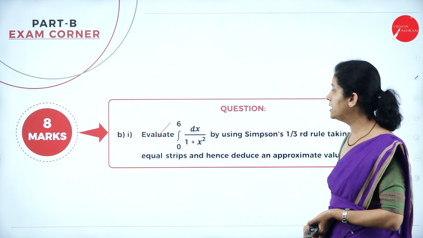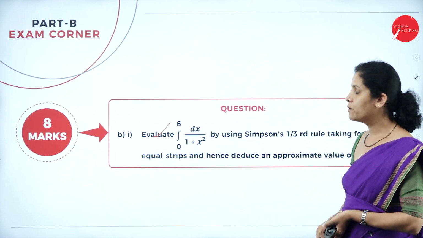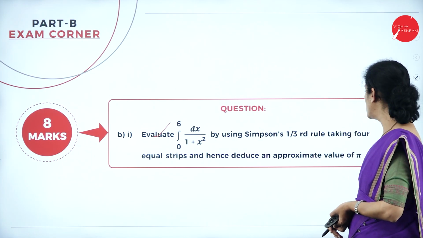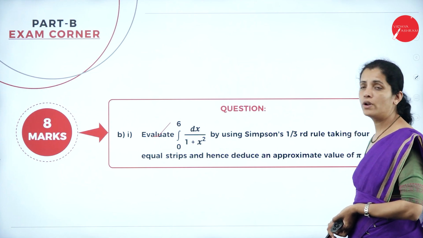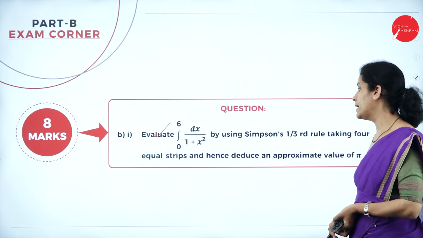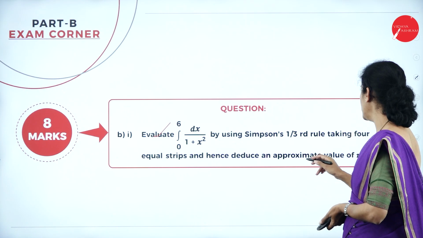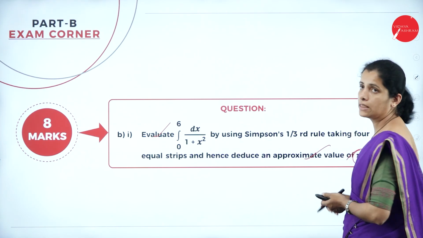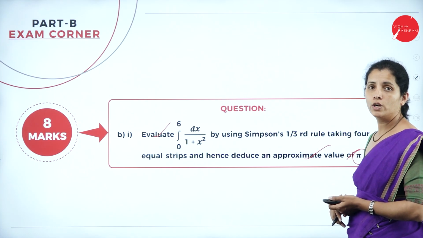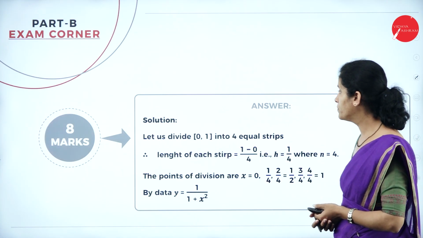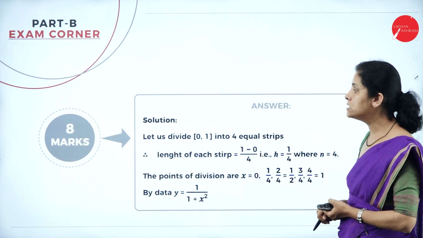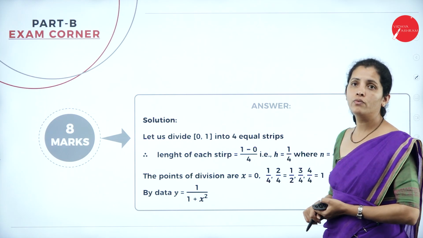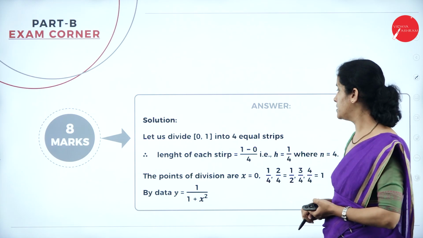Now, dear student, I'm going to have part B under the 15th question, and the first question is evaluate the integral from 0 to 1 of dx divided by 1 plus x square using Simpson's 1/3 rule, taking 4 equal strips, and hence deduce an approximate value of pi. So dear student, here pi is nothing but 3.1214.